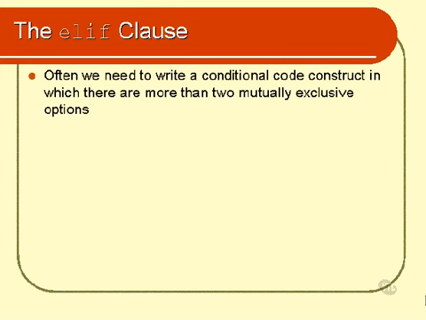Well, sometimes we need to write a piece of conditional code in which there are more than two mutually exclusive options. So far we've only seen a maximum of 2 blocks of code that we can run depending on the value of a certain command. Well, we may want to write a piece of code in which there are 3 choices or 4 choices or 25 choices. Let's have a look at what that might look like.